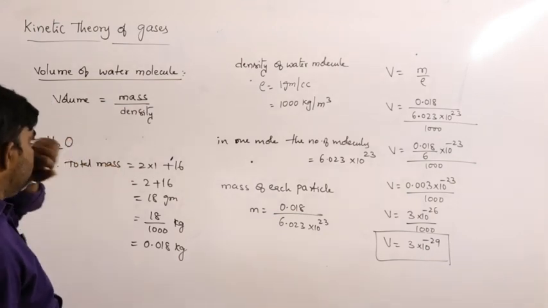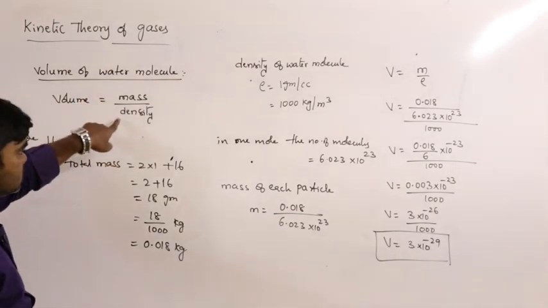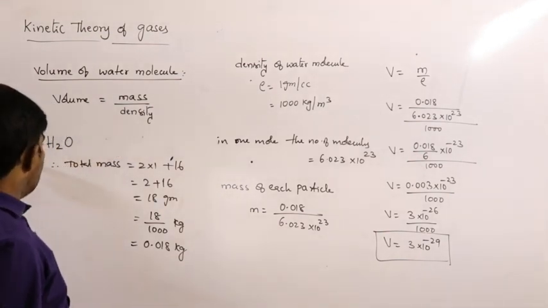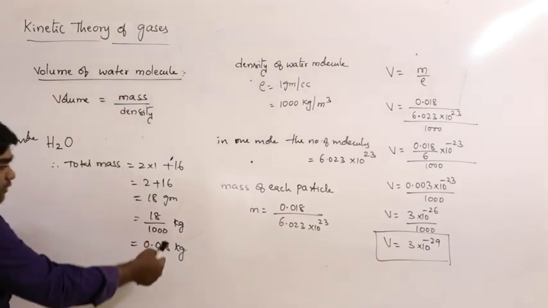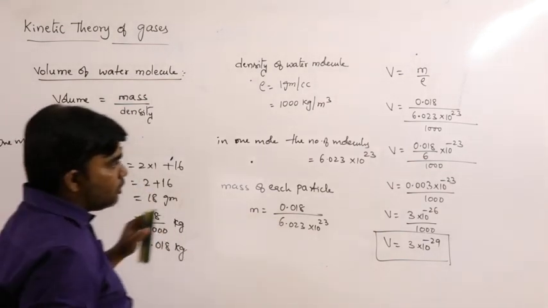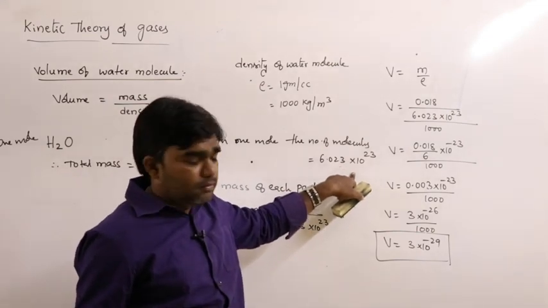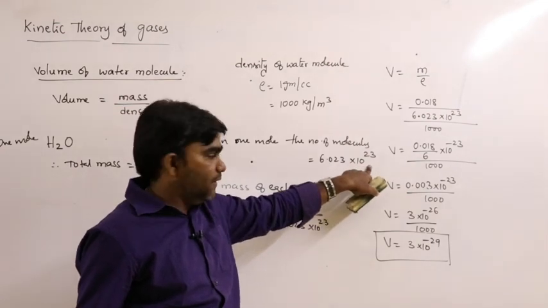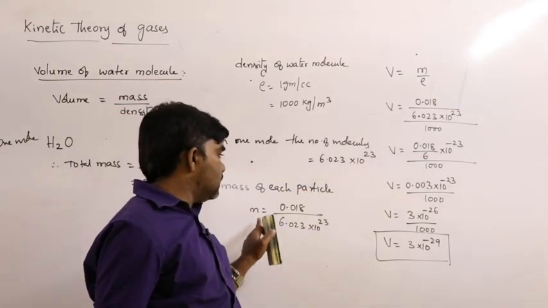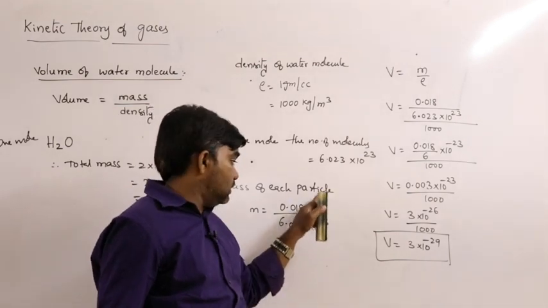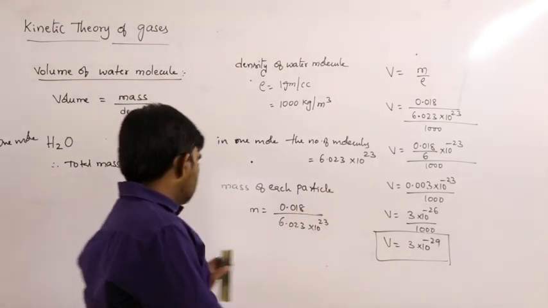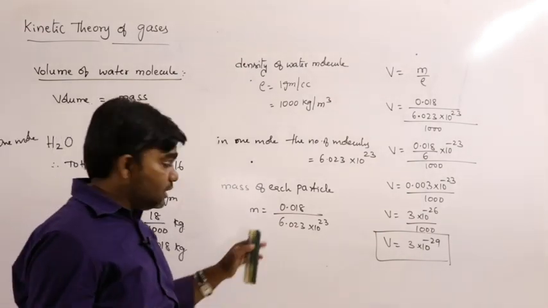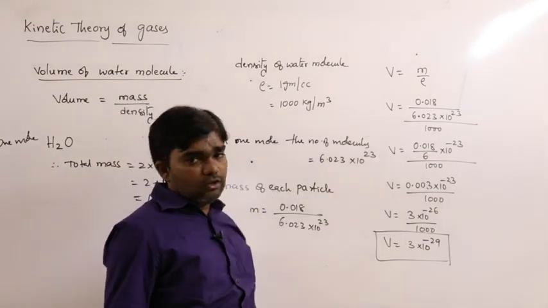How can you calculate the volume? Volume is equals to what we can write as mass by density. Volume can be written as mass by density. So 1 mole of H2O, molecular weight is 0.018 kg. In 1 mole of the gas or in 1 mole of the mixture, how many number of molecules exist? 6.023 into 10 to the power of 23. So that's why the mass of each particle is equals to, what is the mass of each particle? This is the mass for total molecules, but each particle is this one, and this is the volume.